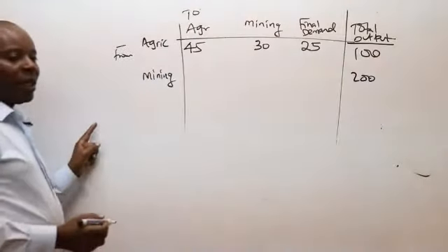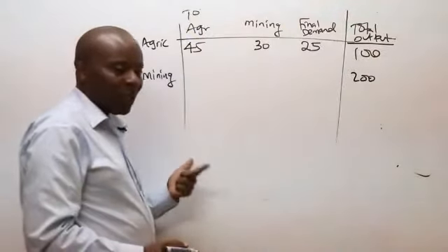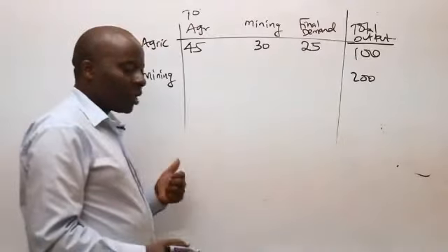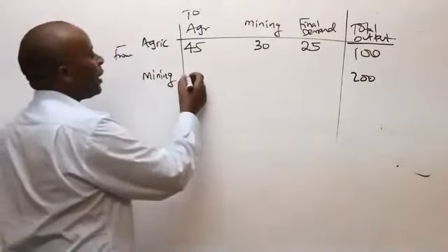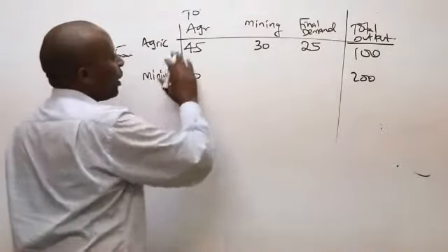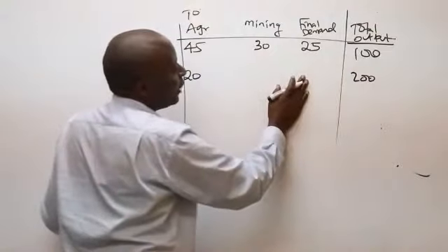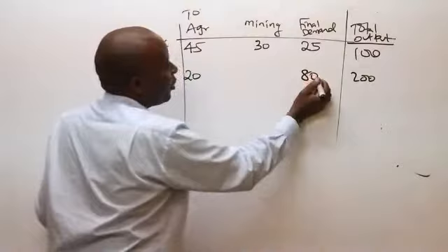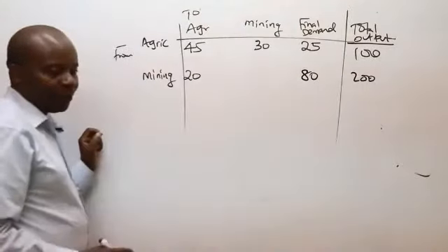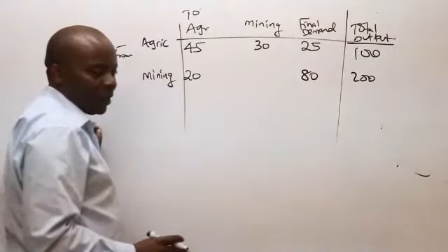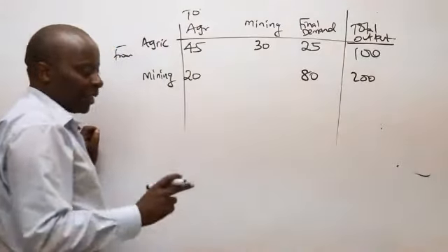Now mining also sends some things to agriculture, for example, in form of fertilizers. We need limestone when making fertilizers, right? So mining sends, for example, 20 to agriculture. Mining for final consumption, perhaps 80. So what remains for mining? Somebody, mining alone. The balancing figure for mining. Thank you very much.